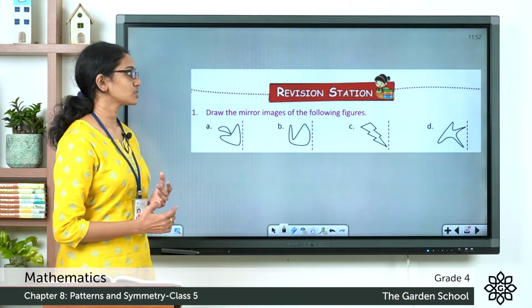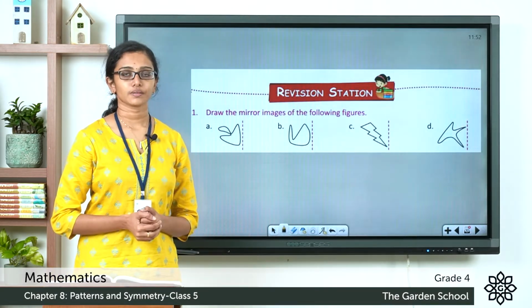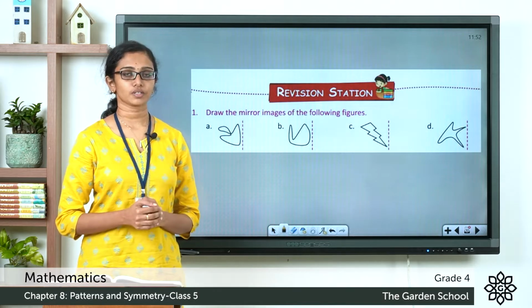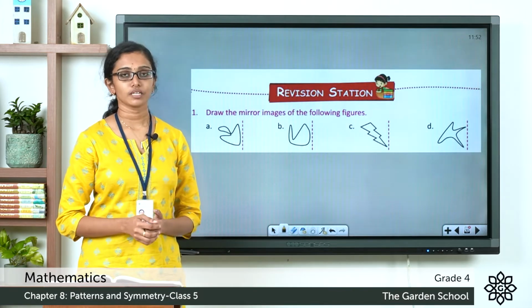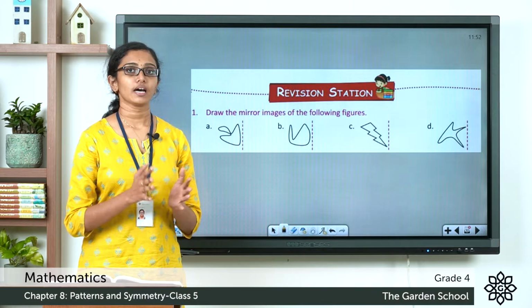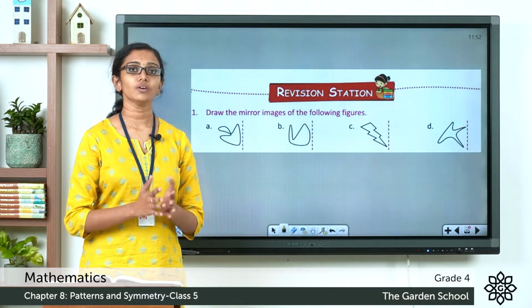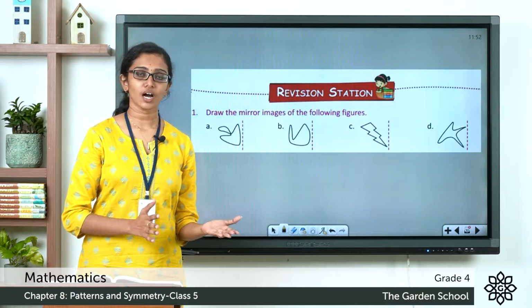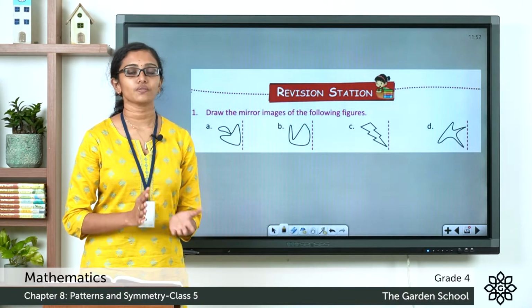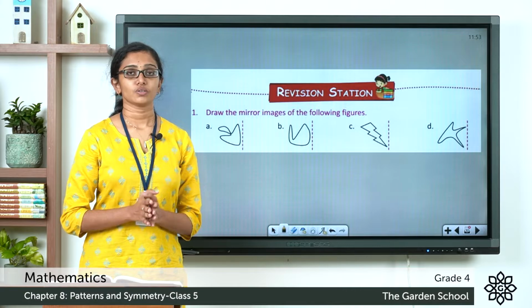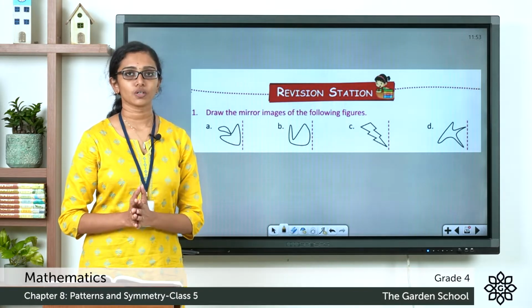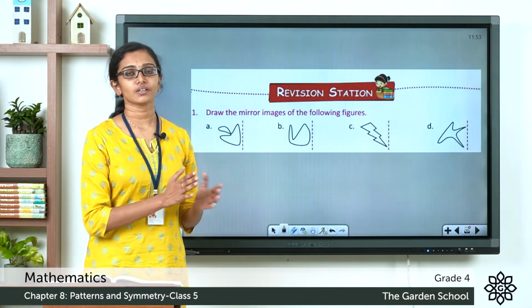Draw the mirror images of the following figures. So, what do you mean by a mirror image? When we learned symmetry, we learned that if an object or a shape can be divided along a line into identical halves, each half will be the mirror image of the other half. So, it is also called a mirror image or reflection of the other half.